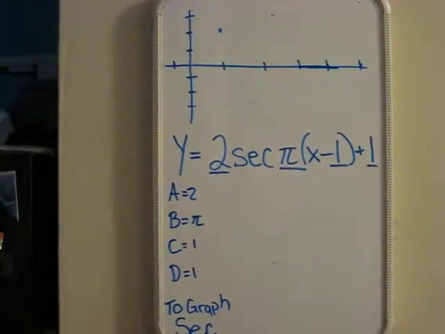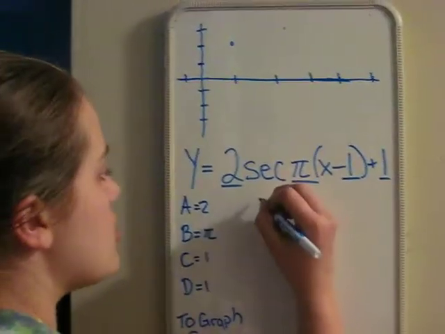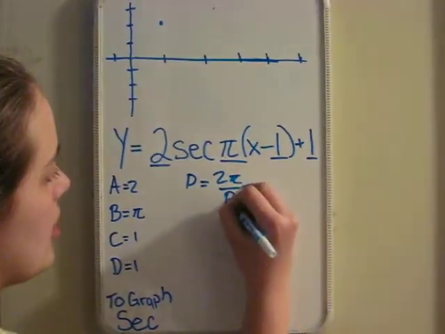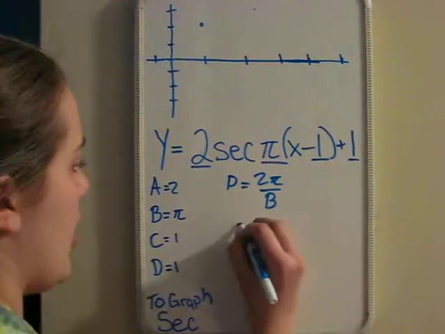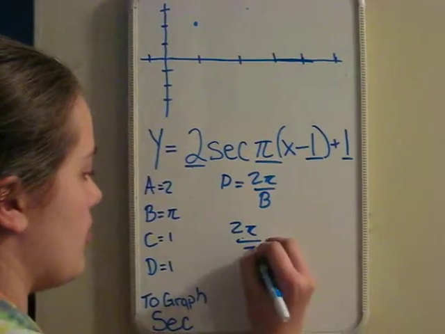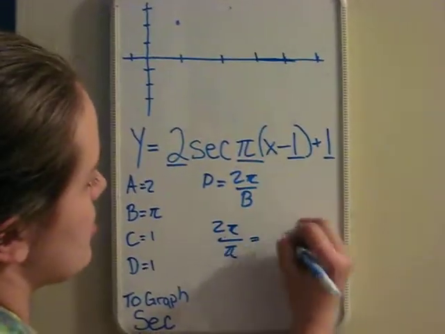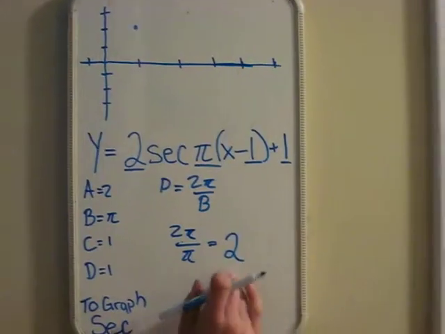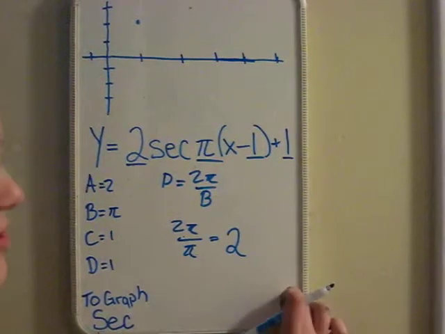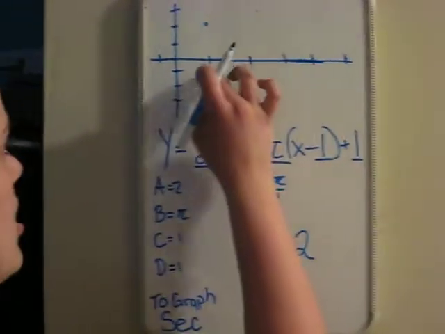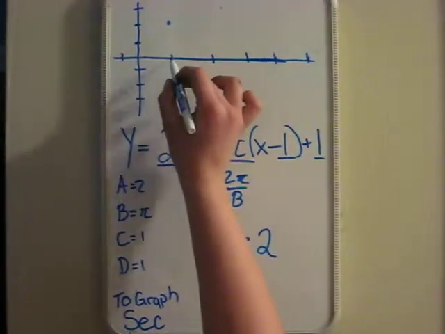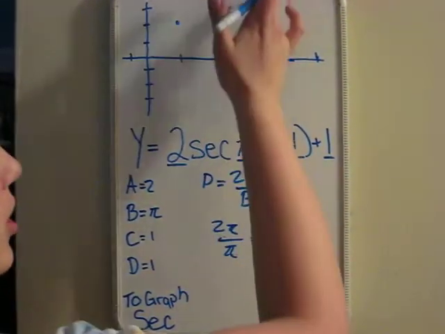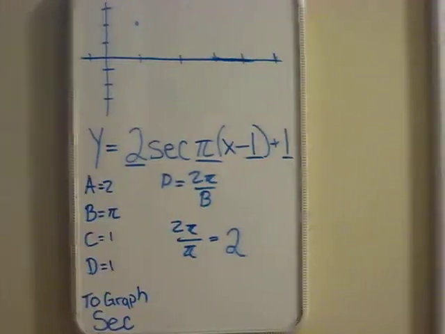On to finding the period. Our equation is P equals 2 pi over B. So we have 2 pi over pi, which is equal to a period of 2. So the entire length of the graph is going to be 2 long, and we're starting at 1. So the graph is actually going to end past that, at 1, 2, 3. Where x is equal to 3 will be the last point in our period.